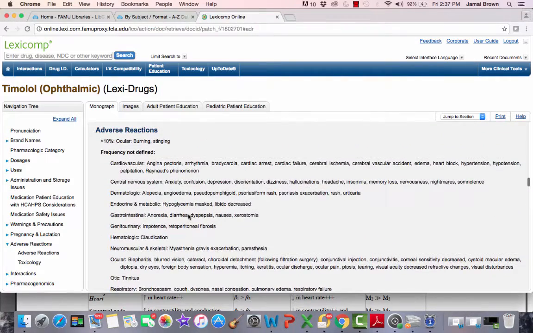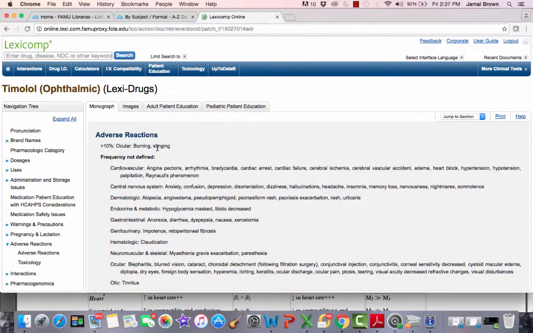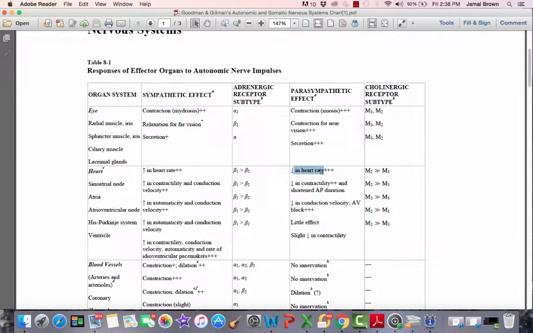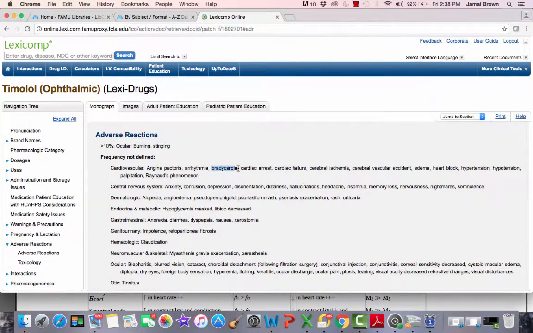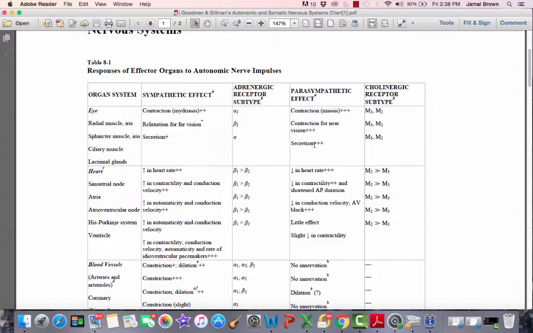this is going to be local in the eye. More than 10% of this is just happening in the eye. Sometimes you can have cardiovascular effects in other places in your body. Okay, so bradycardia. Looking back at my chart, I can have a decreased heart rate. So although its formulation is for the eye, every now and then, you may have an issue with your heart rate, but the principle is to know that in the eye it's going to secrete, but then in the heart it's going to decrease.